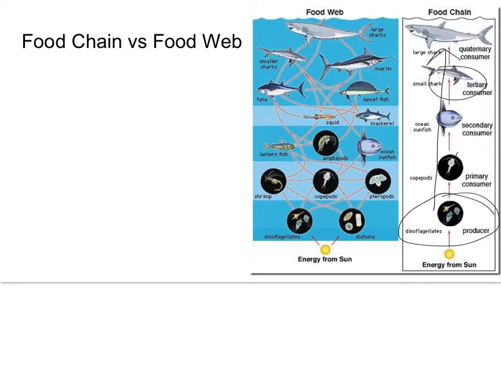A web is much more complex, and it's a network. So multiple things can eat other things. Here we've got energy from the sun going to both dinoflagellates and diatoms, and then several things eating those, and again eating and eating, until we get to the top, where we've got things like large sharks like in our food chain, but we've also got smaller sharks, marlin, tuna, those kinds of things.